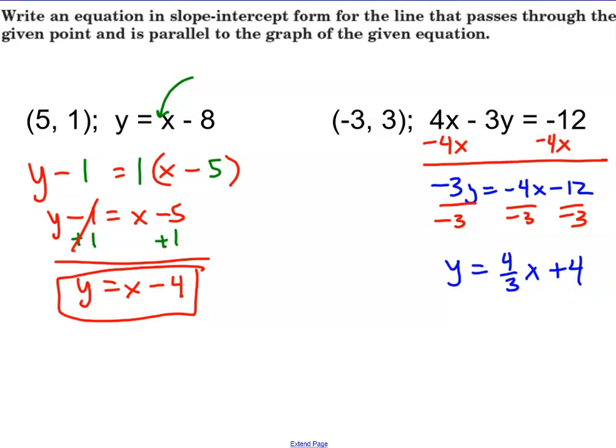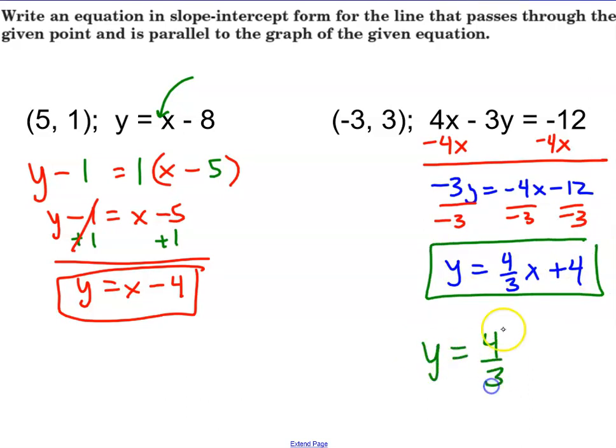So here's my equation of a line that I already have. So that means my next equation has to have the same slope. Remember that? Has to have the same slope. I don't know what's going to be over here, but I do know what's going to be there. So my equation is y equals 4/3 x plus 4.